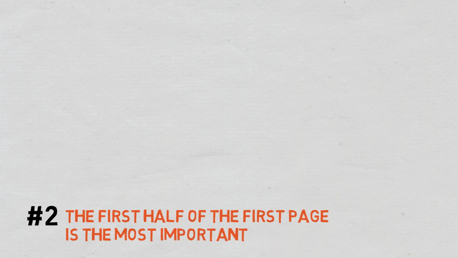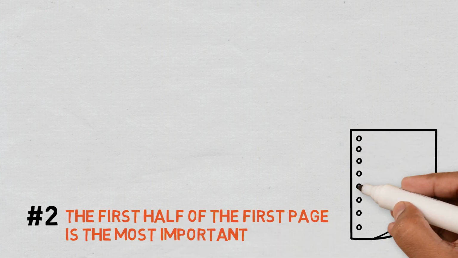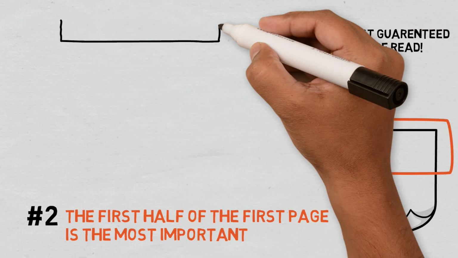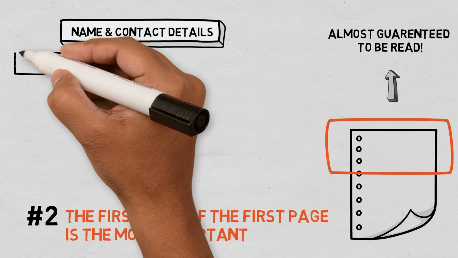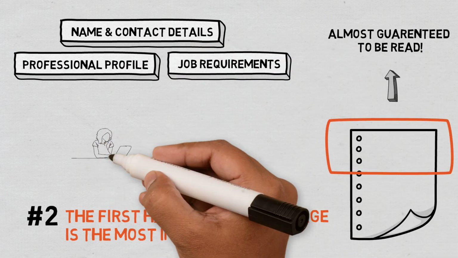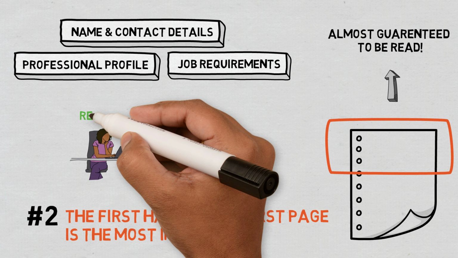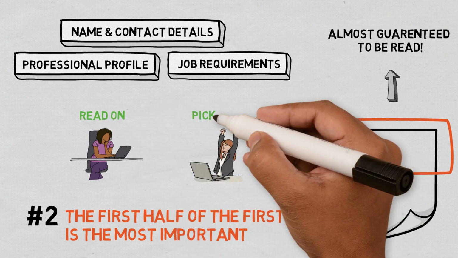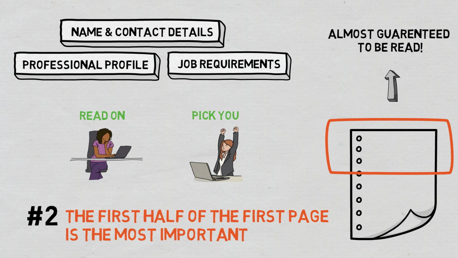Number 2. The first half of the first page is the most important. This part of your CV is almost guaranteed to be read. Due to this, you should have all the information that covers all the requirements of the job post and how to contact you in this section. By doing this, the recruiter already sees you as a viable candidate and may read your CV further or automatically decide that you are the one they are looking for.